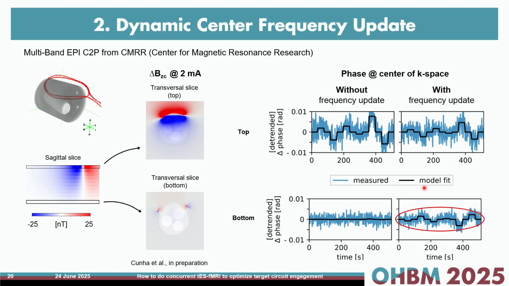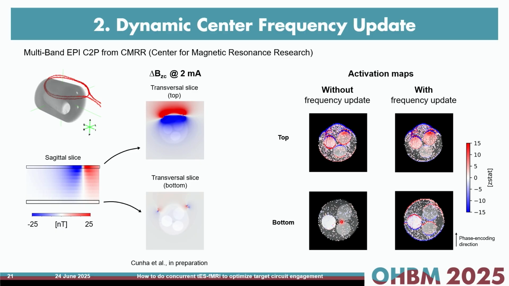And we see that that is not the case when we did not allow it to update. When we look at the activations that this causes, we see that when the frequency update was off, we don't have major activations in the bottom slice, as expected, because the fields were extremely weak. But we do have activations at the edges of the phantom and in between the different compartments, which are compatible with these global shifts caused by a shift in the center frequency.